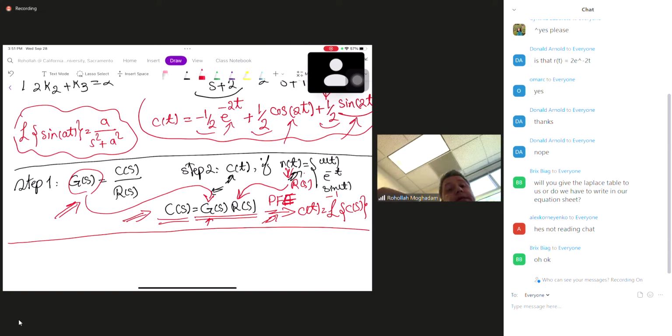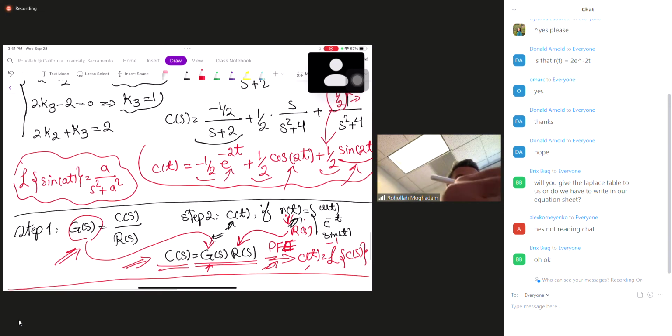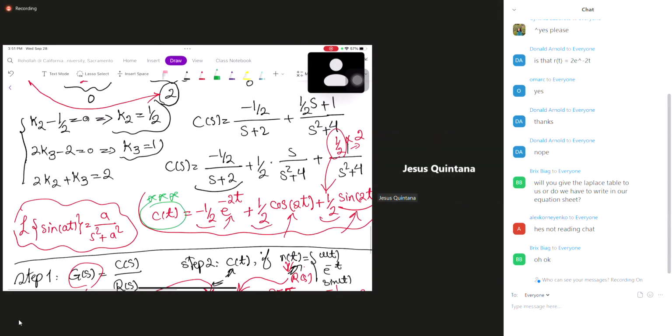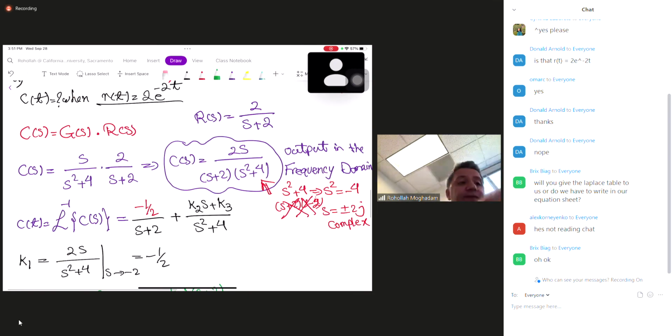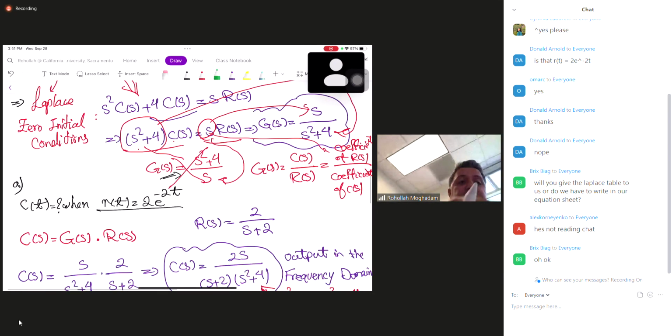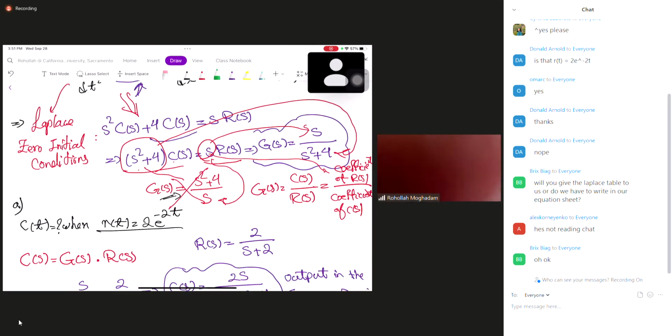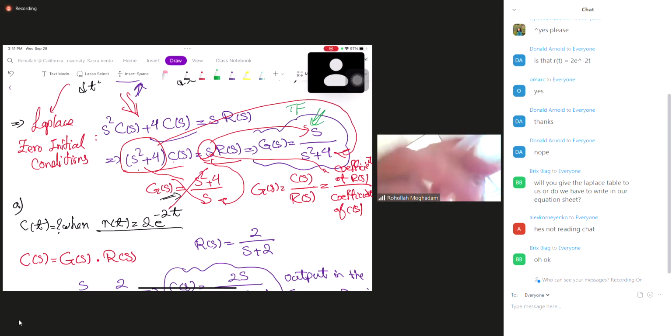Okay, yes, you need to continue until you get the C of t. This is what we did over here, and that part of the problem is when the problem is solved. Okay? If you take a look at the example that we went through, we found the transfer function in the first step. This is the transfer function in the first step.